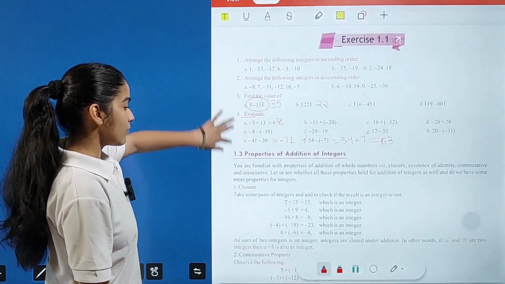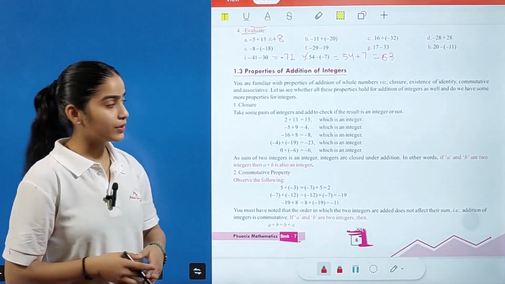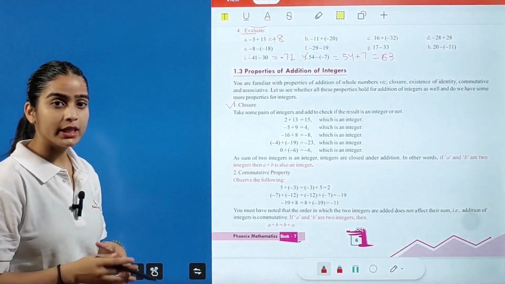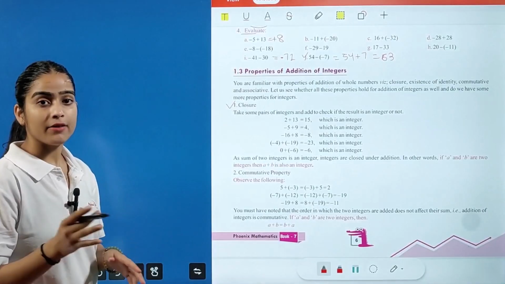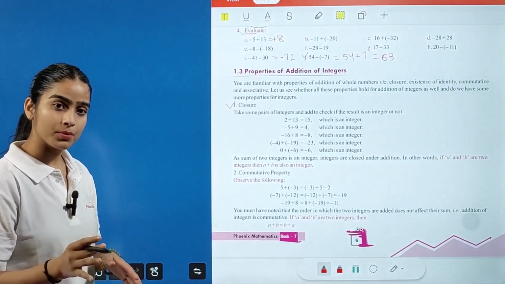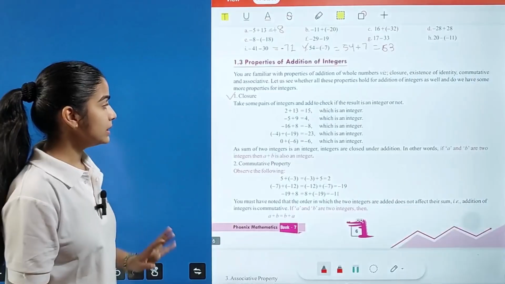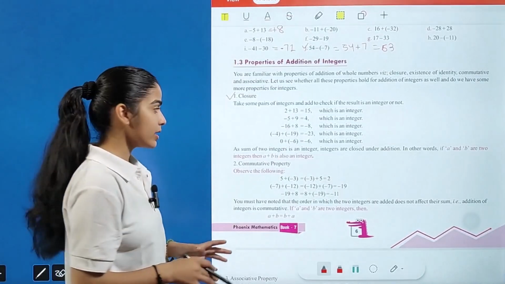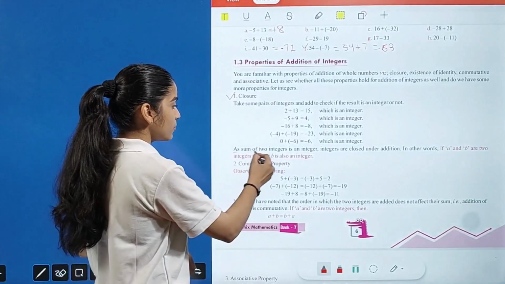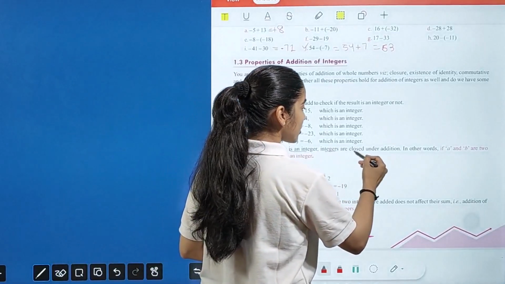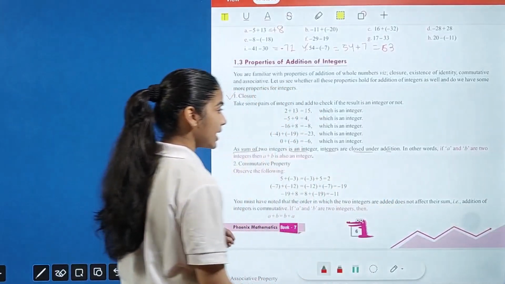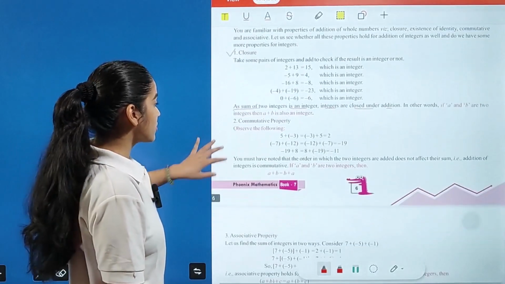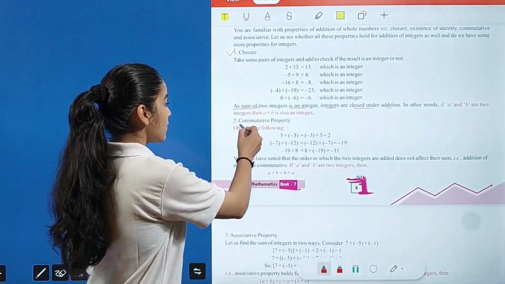Now we are going to deal with the properties of addition of integers. First we have the closure property. These are the properties which we already learnt in our earlier classes, and we also did them in whole numbers. So the same properties we have to apply here. For example, the closure property: if we deal with two integers, we always get an integer as an answer. The sum of two integers is an integer, so integers are closed under addition. In other words, if a and b are two integers, then a plus b is also an integer.